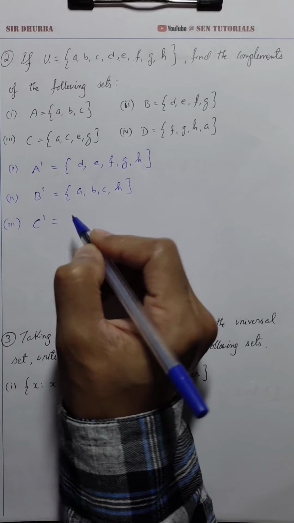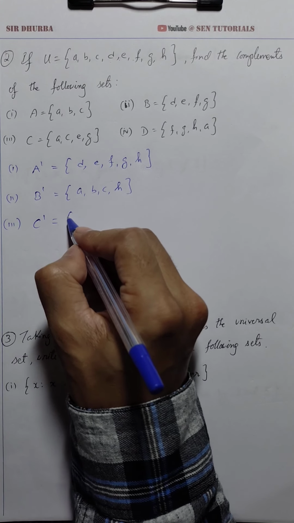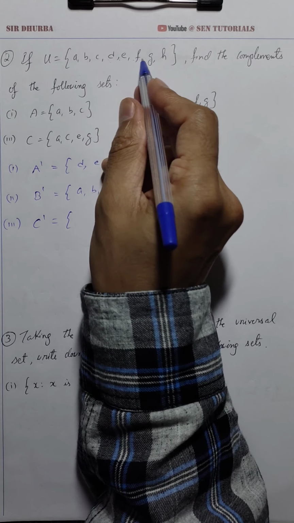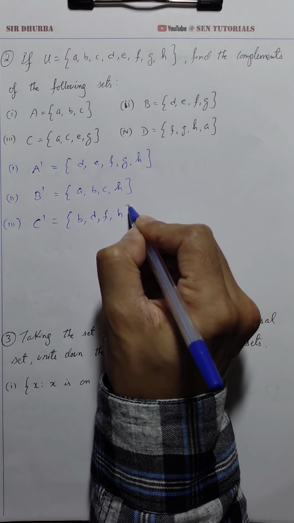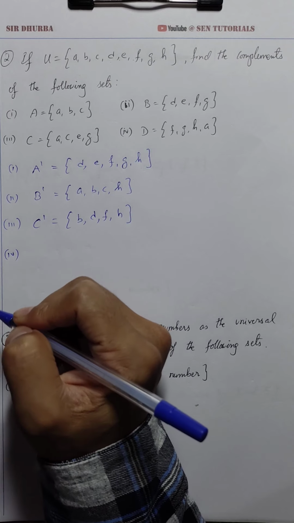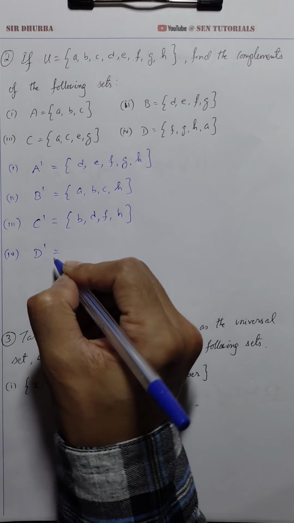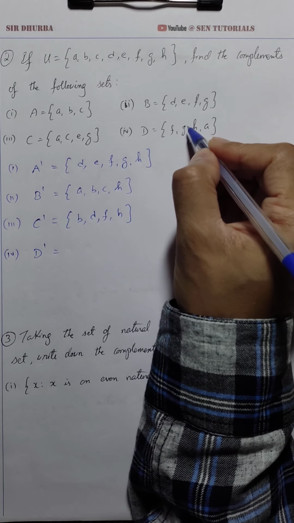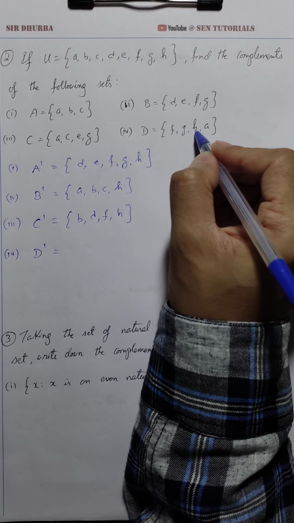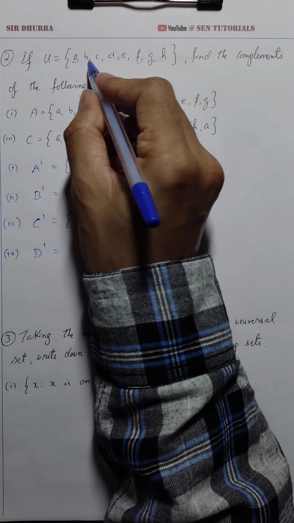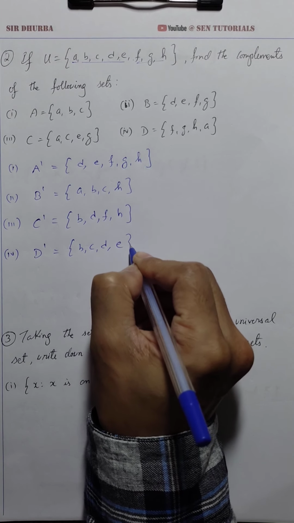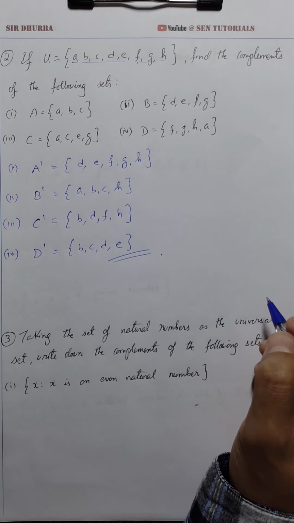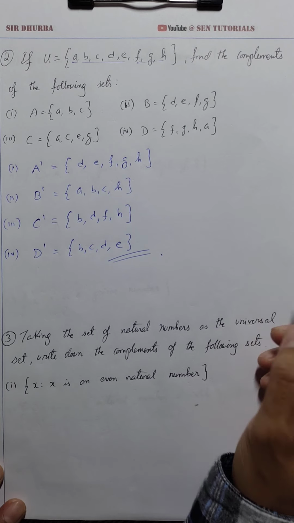Next is C complement: A, C, E, G. Leaving aside that, A, C, E, G. So that will be B, D, F, H. Alright. That last one, D complement: F, G, H, A. F, G, H, F, G, H, A. So that will be A, B, not A, B, C, D, E. B, C, D, E. Okay. All right.